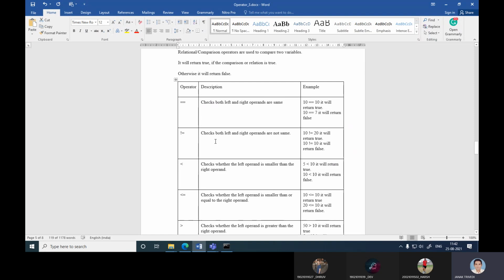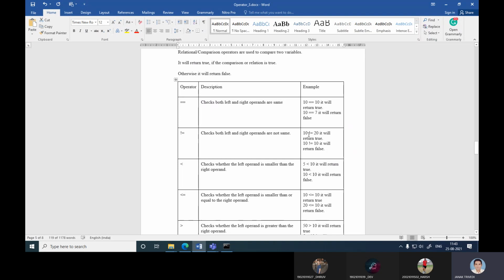Equal to equal to: check whether both left and right operands are the same. If it is the same, then return true, otherwise it's false. This is the example, like 10 equal to equal to 10. It will return true, and 10 equal to equal to 7 will return false.